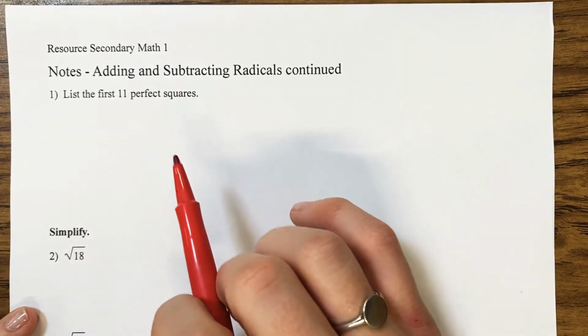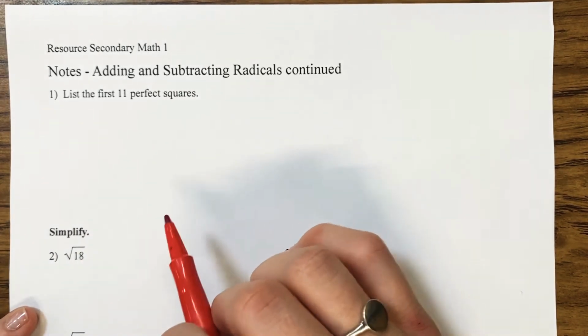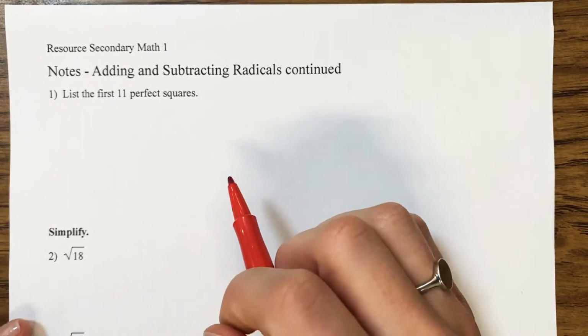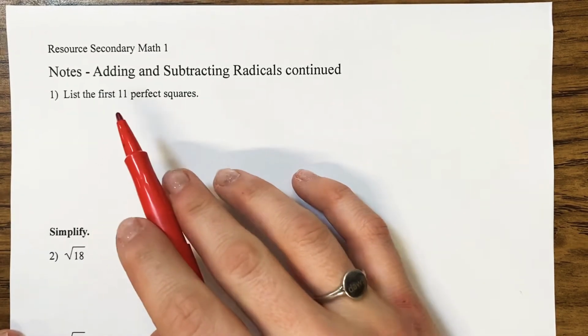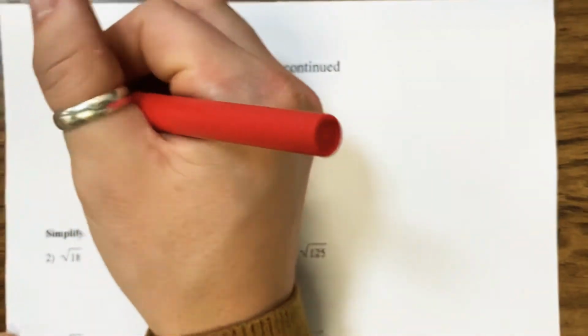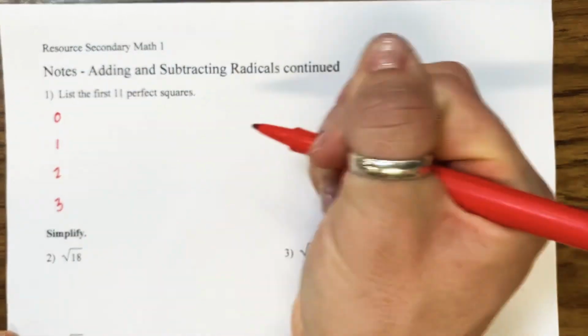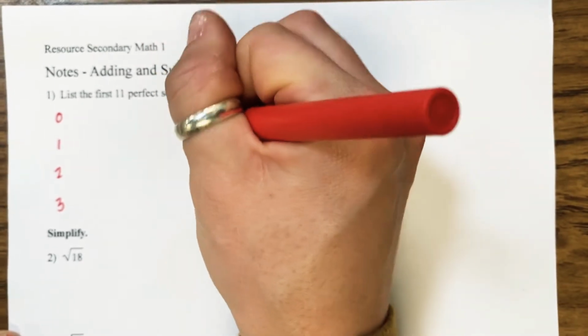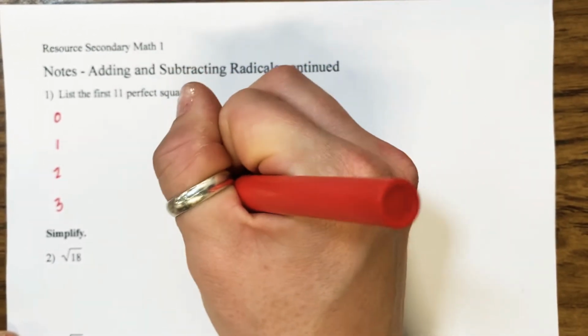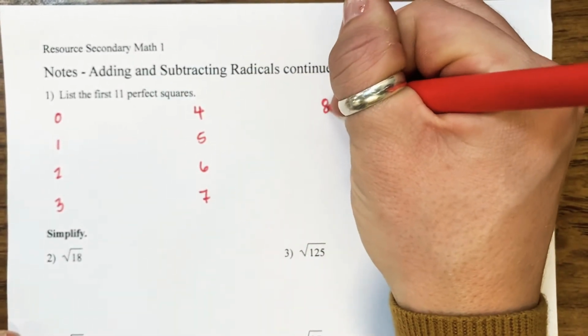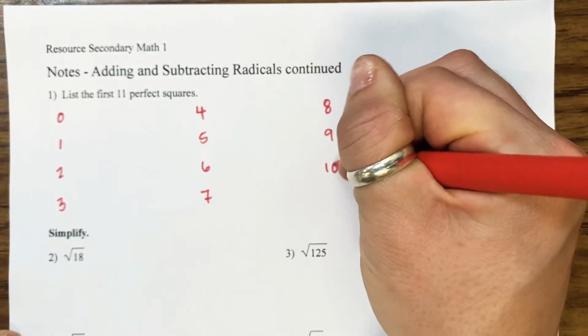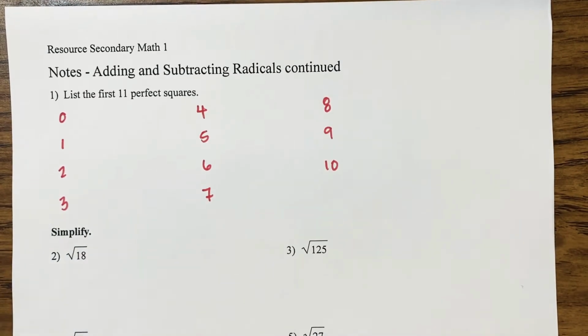So for number 1, I know I've made you guys do this a ton of times, but we're gonna do it some more, okay? So it's asking us to list the first 11 perfect squares. So I want us to make a list, just like you know how to do, from 0 all the way to 10. Okay, so your list should look like mine, all the way from 0 to 10.